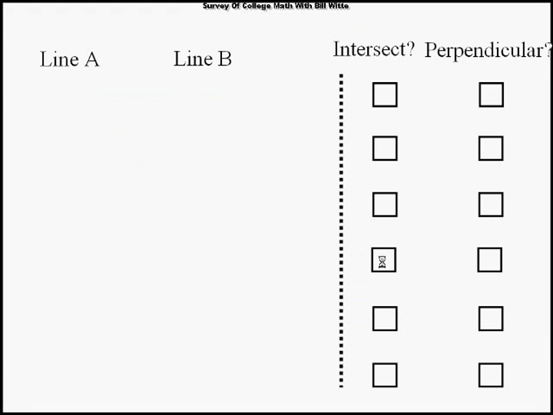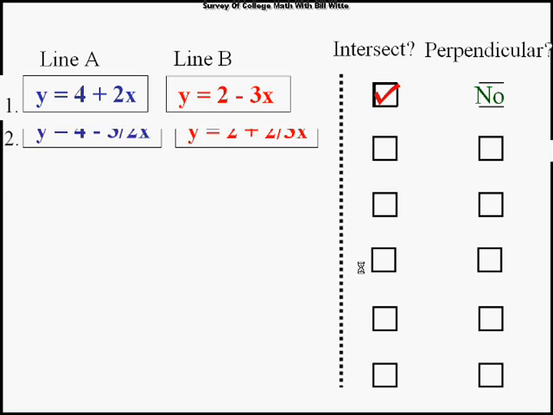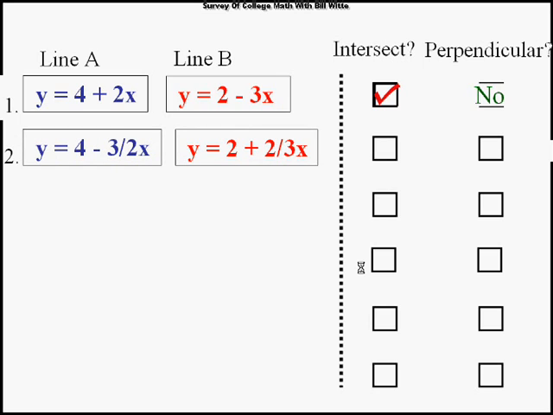Let's try doing some. Let's look at these two. They're both solved for y. Do they intersect? Yes, because their slopes are different. Are they perpendicular? Well, one's 2 and one's -3. No, they're not.